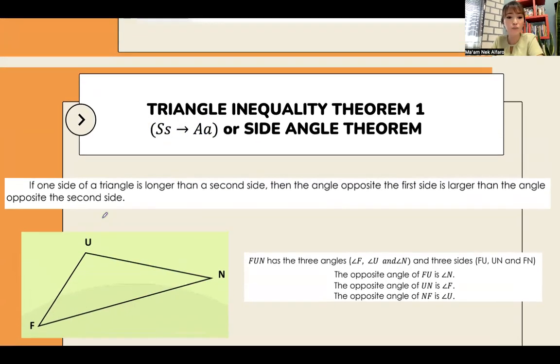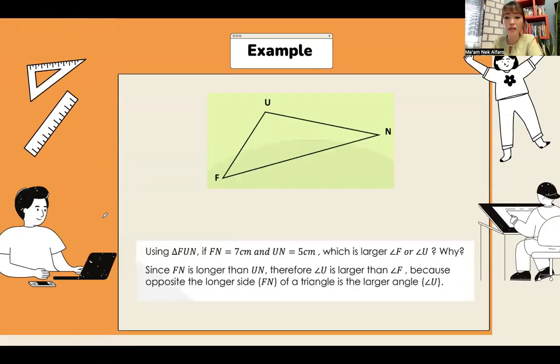All right, next. Example. Same figure. We have triangle FUN, but it has measures. Using triangle FUN, if segment FN, this one, measures 7 centimeters, and segment UN, this one, measures 5 centimeters, which is larger? Is it angle F or angle U? And why do you think it is?